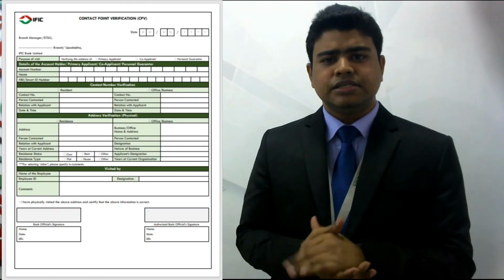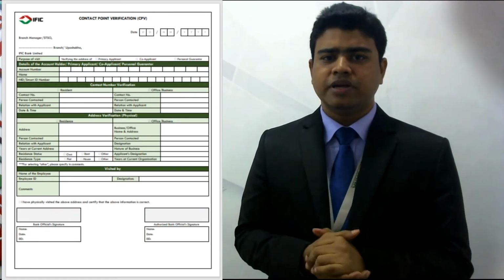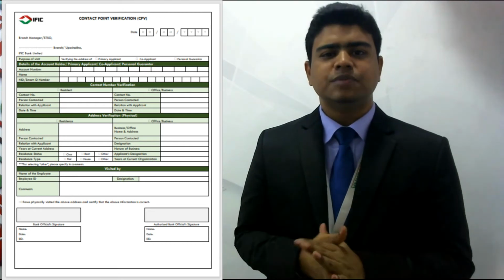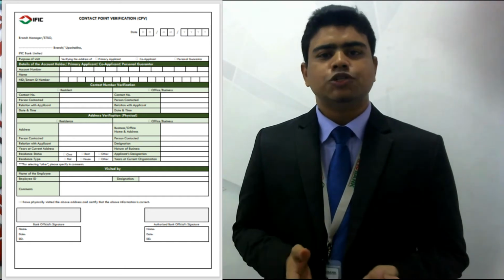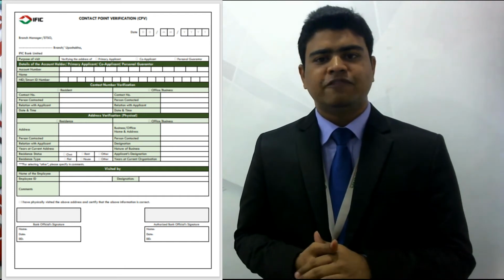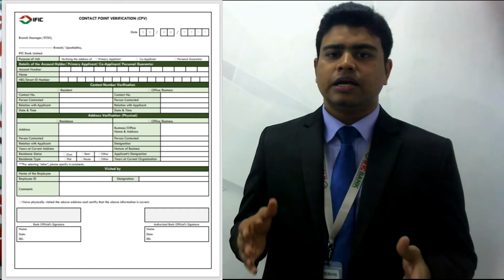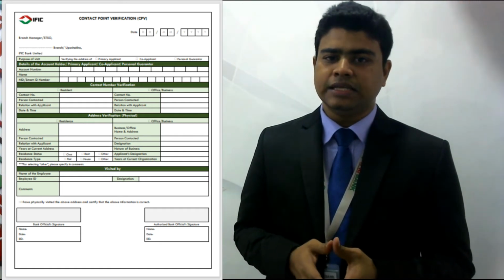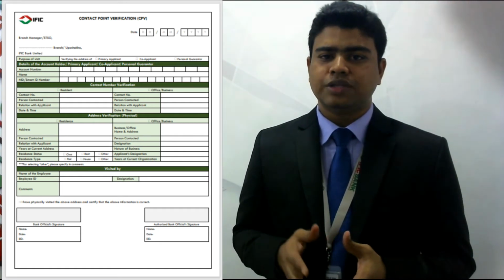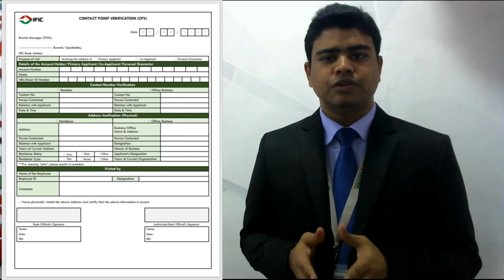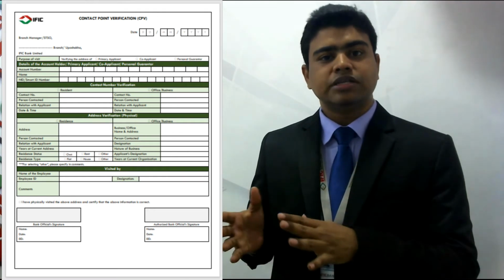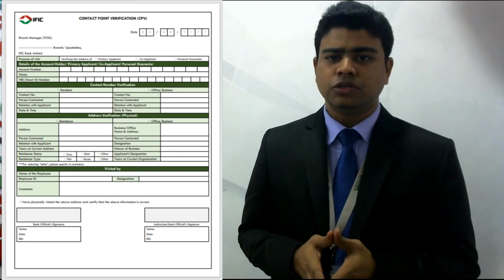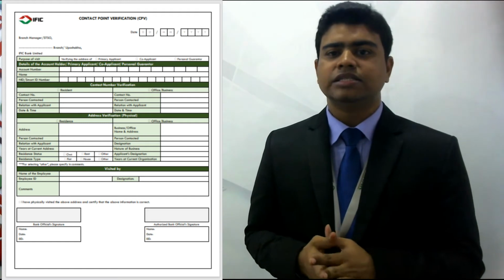Now come to the next topic, contact point verification form. This form is related with the physical and virtual verification of a customer. When a customer opens a bank account in our bank or for loan purpose, we go to the customer's address and verify him physically. We put down all the information in the form. Here we put down information like details of the account holder, contact number verification, when you contact him over phone, and address verification. Also you put down the name and signature of the visiting officer.